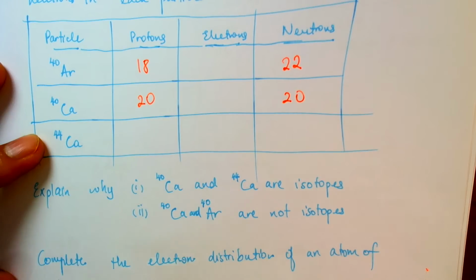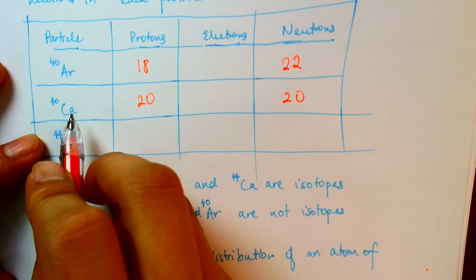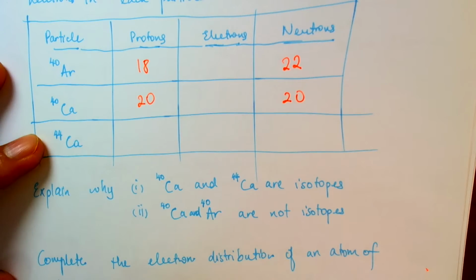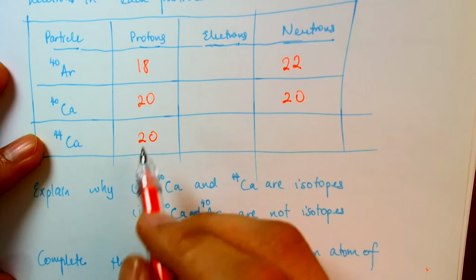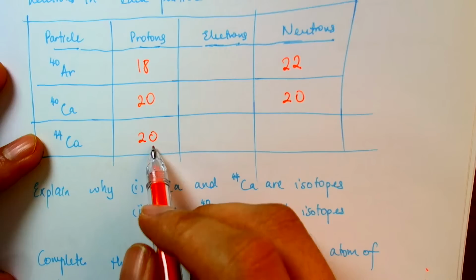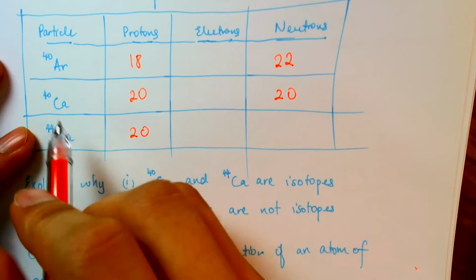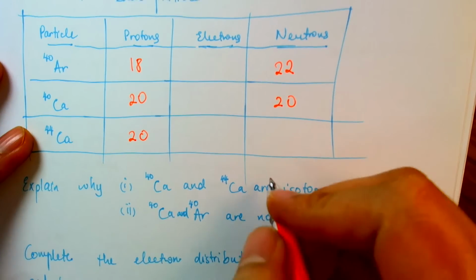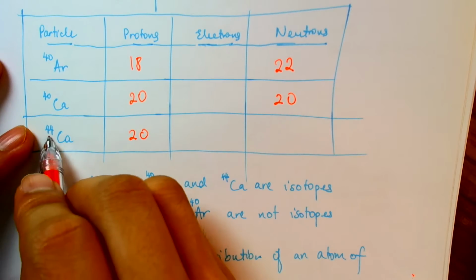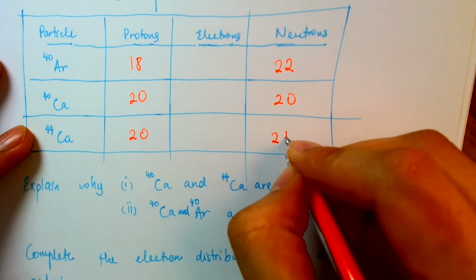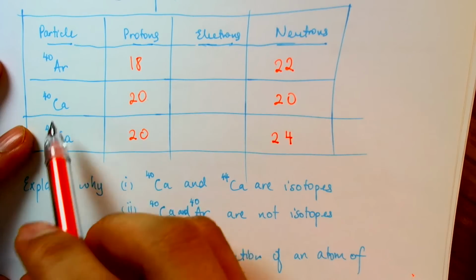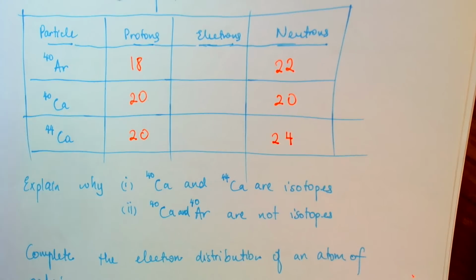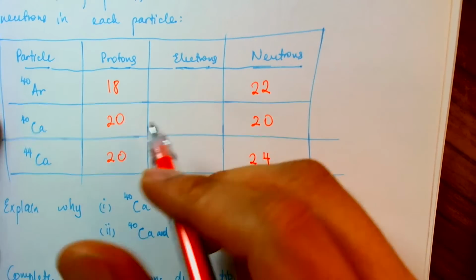Calcium-44 is an isotope of calcium-40 because it is the same element. They're both calcium. You can see in the symbol here. Since they are both calcium, they would both have the same number of protons. I will write 20 protons to indicate that. But they are isotopes. They have differing numbers of neutrons. If I subtract 20 from 44, I find that calcium-44 has 24 neutrons. They have the same number of protons, same element, but different numbers of neutrons. That is why they are isotopes.